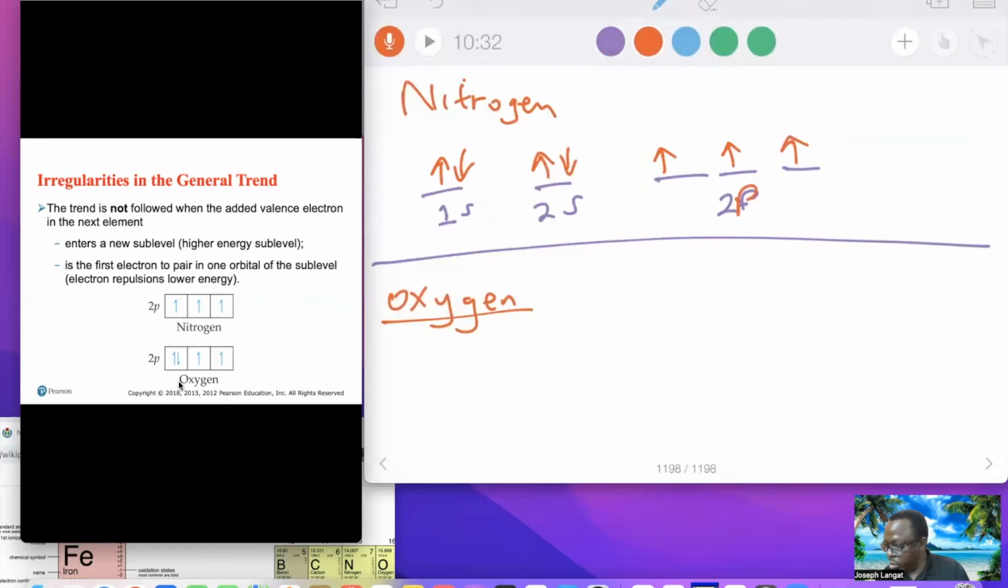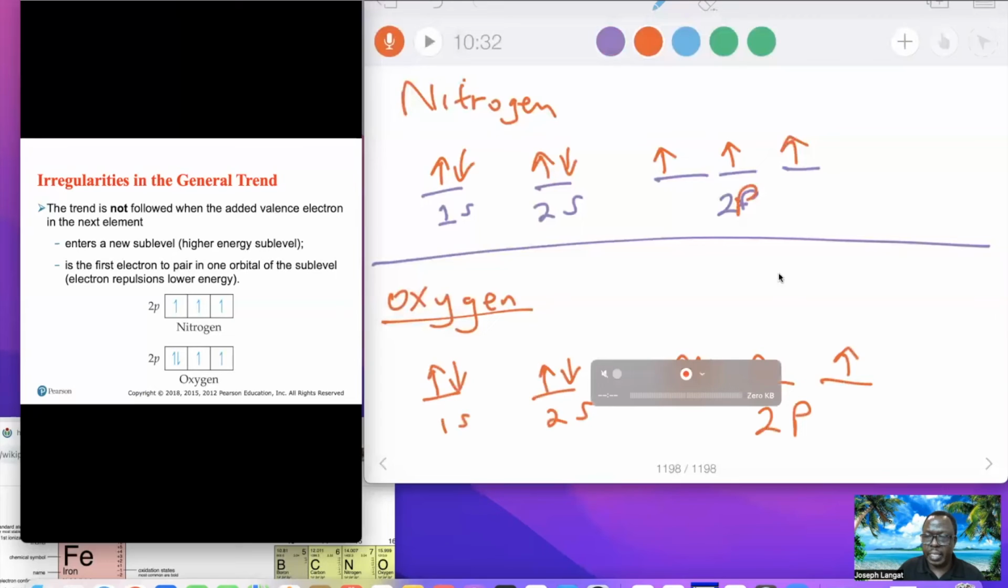Likewise for oxygen, this is 1s, 2s, 2p sub-level. Oxygen is number 8, so we have 8 electrons, and look at this, 1, 2, 3, 4, 5, 6, 7, 8. What you see on the PowerPoint slide is just its outermost sub-level. 2s is a sub-level, 2p is a sub-level, and there are 3 orbitals in the 2p sub-level.